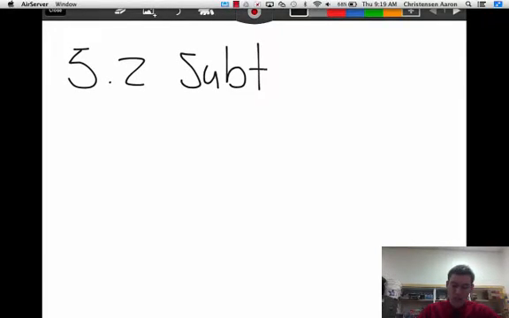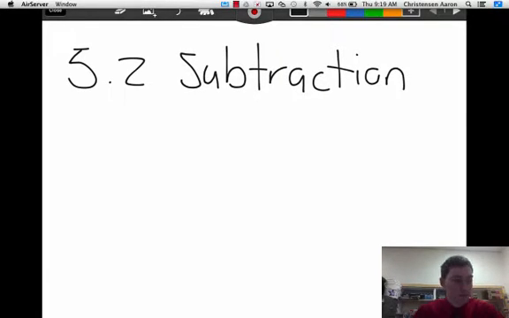So we just got done working with addition of polynomials. In this chapter, in this section, 5.2, we're going to deal with subtraction of polynomials. They're pretty similar, but there's just one little thing that we need to do when we subtract that's different from addition. So first we'll just look at a couple examples here.